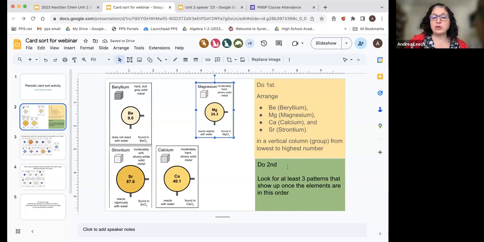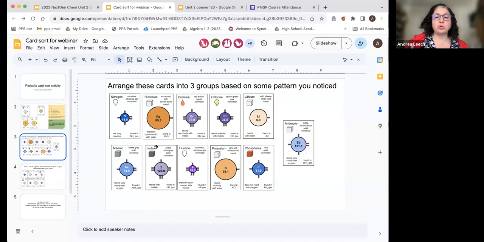And then once you've done that, you're going to do the second thing of look for 3 patterns that show up once the elements are in this order. Now, once you've done that, if you're doing this in person, you're going to then try to group the cards based on the patterns that you noticed. And you would do this with the whole deck, but we can't fit the whole deck on the slides. But in person, you can cut out the cards and do the whole deck this way.